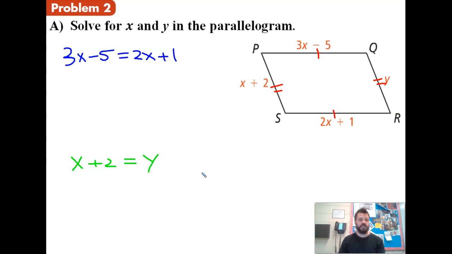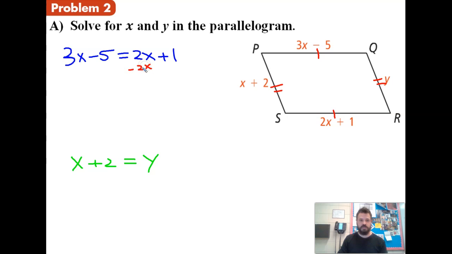Now, as far as which one I should start with, I'm going to start off with the equation with only x's in it first, with the 3x minus 5 equals 2x plus 1. Okay, if I started with my green equation here, it has both an x and a y in it. I couldn't actually solve that for either variable. I need to solve for x first, and I can substitute it in to find the y. Okay, so let's go ahead and do that.